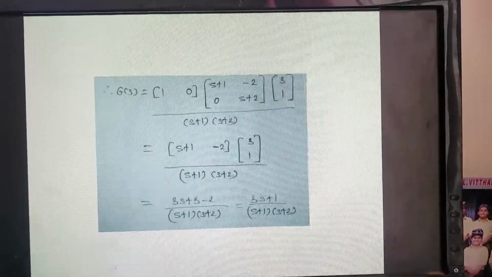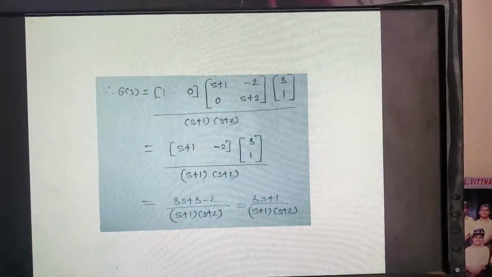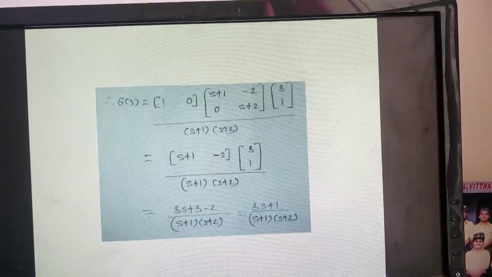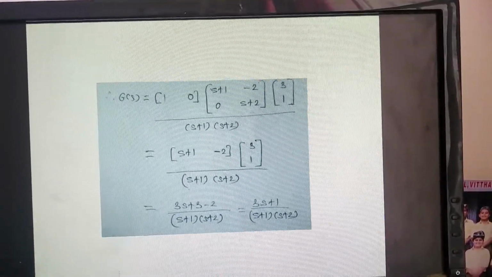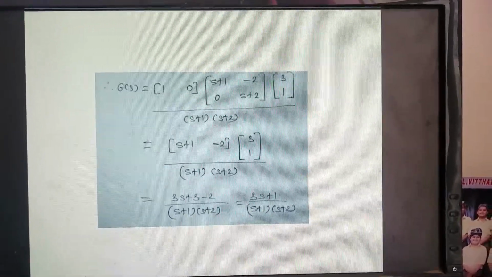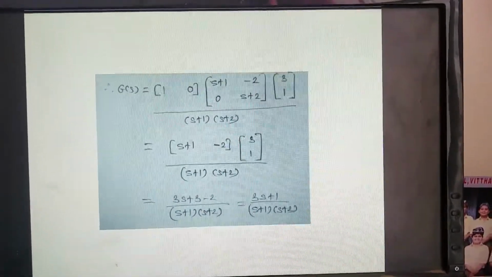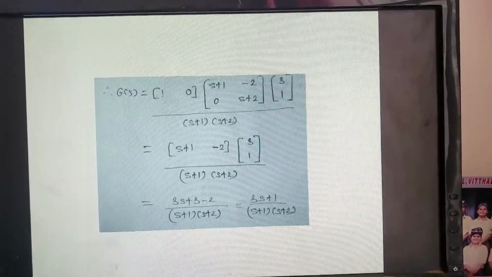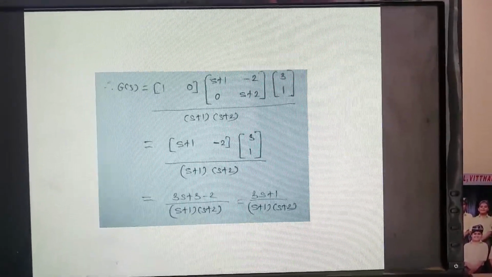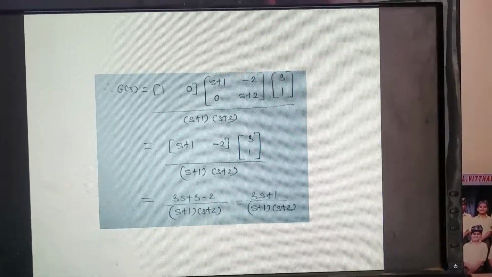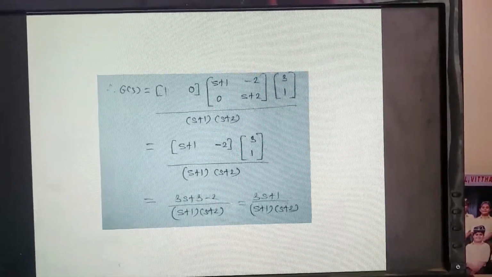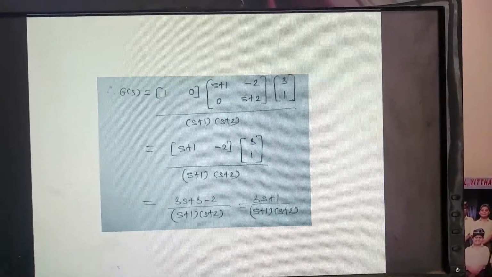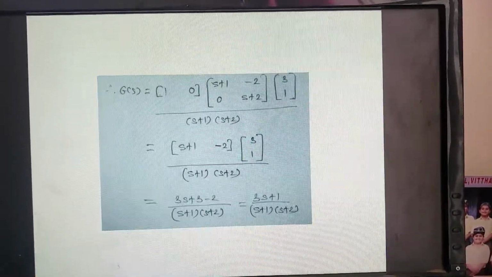Now let's simplify this. The denominator can be simplified if you want. So the denominator will be s square plus 3s plus 2. So what is the transfer function of the system now? It is (3s plus 1) divided by (s plus 1)(s plus 2). All of us should remember the formula to calculate the transfer function. The transfer function formula is C(sI - A)^-1 B + D.